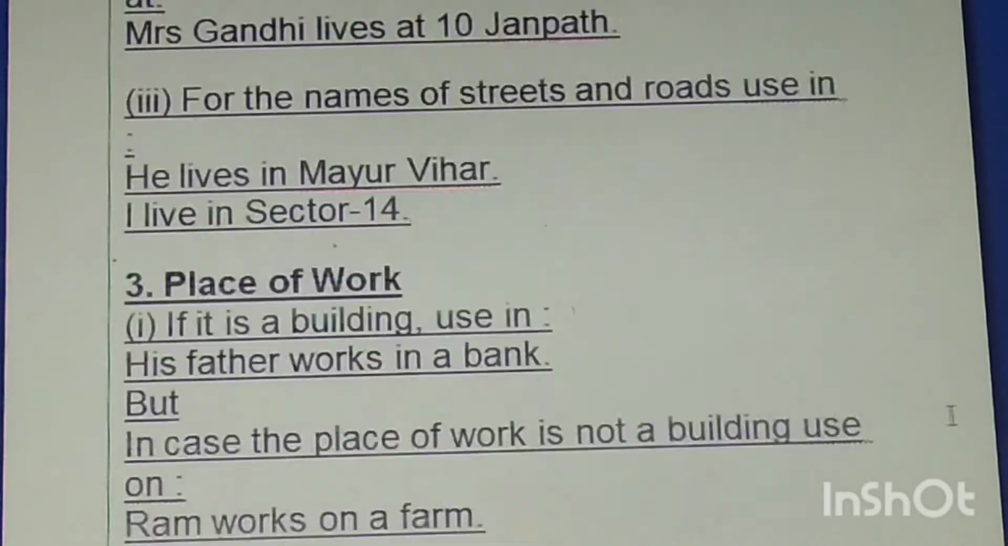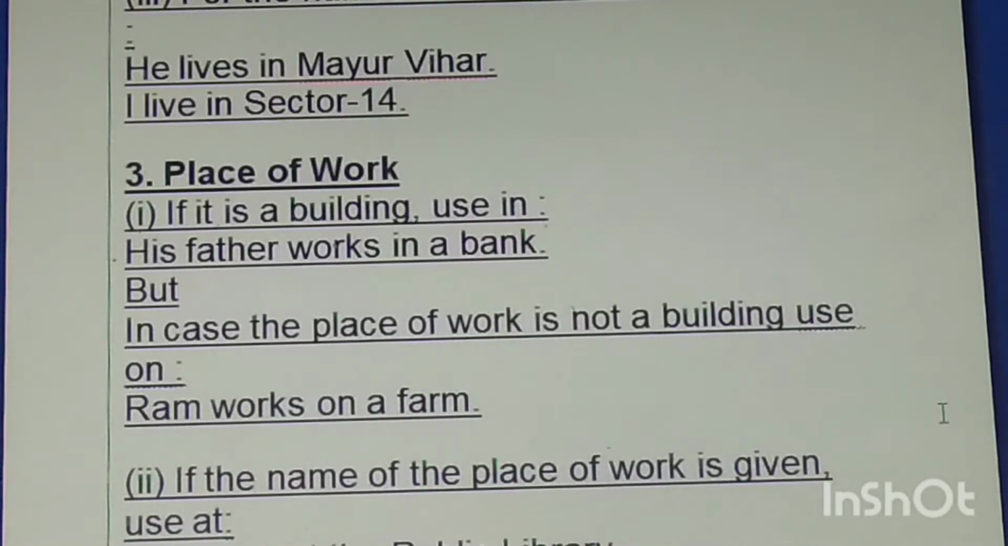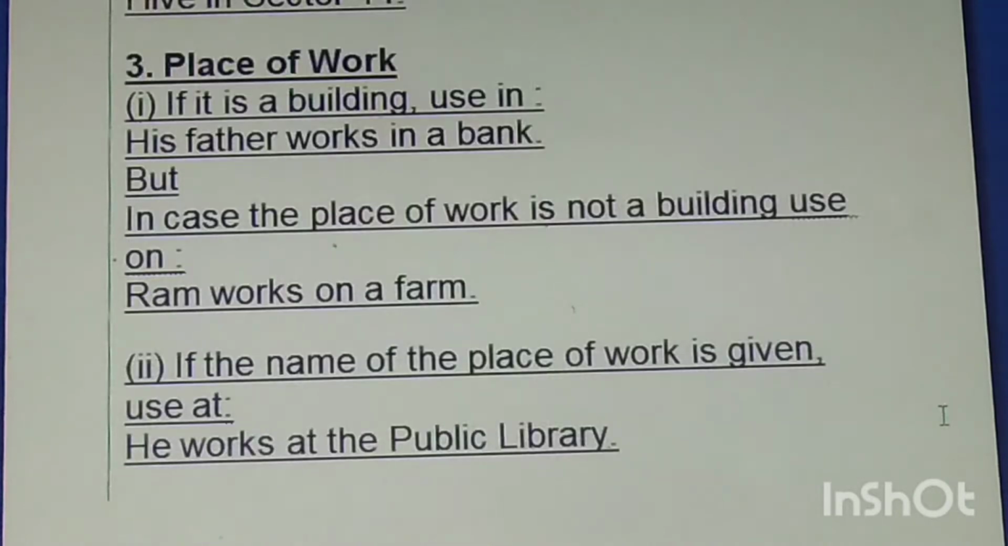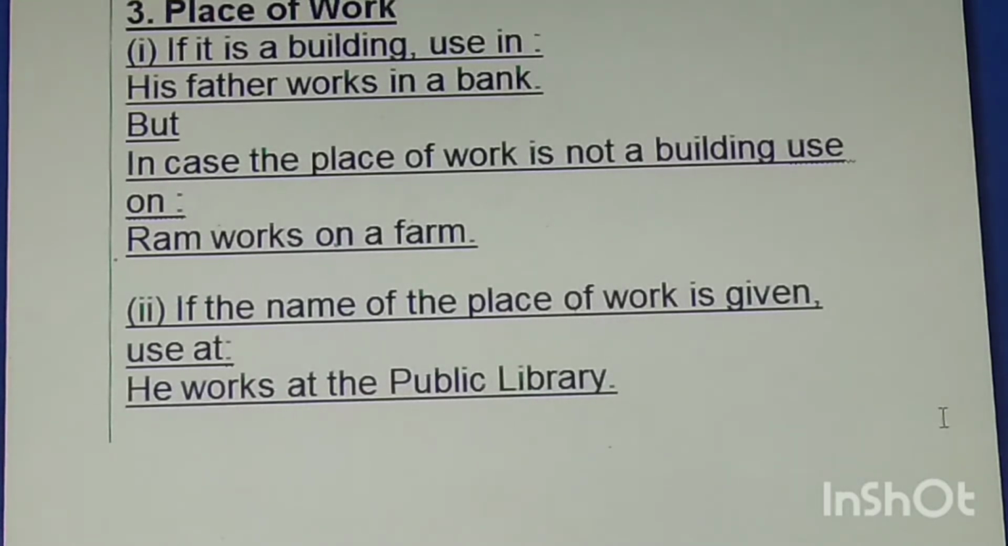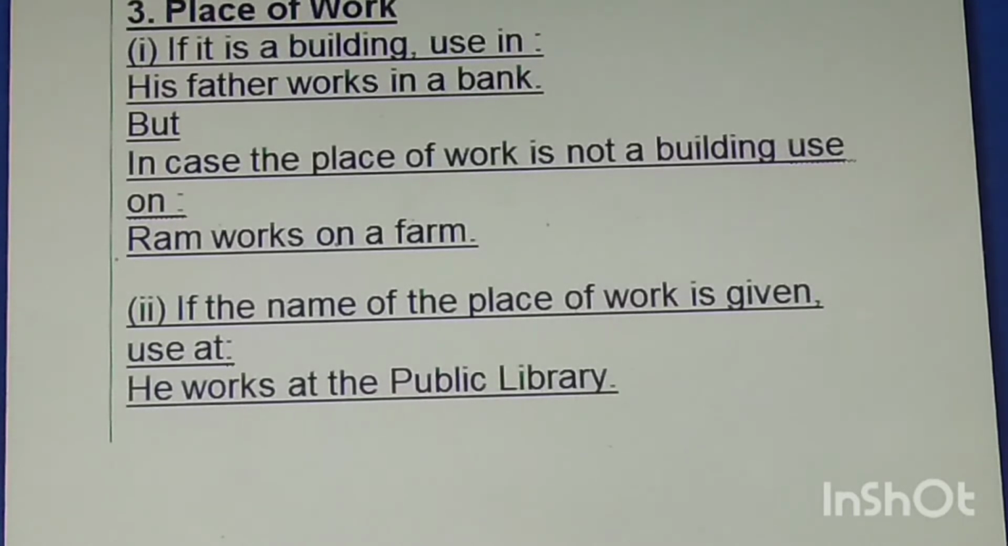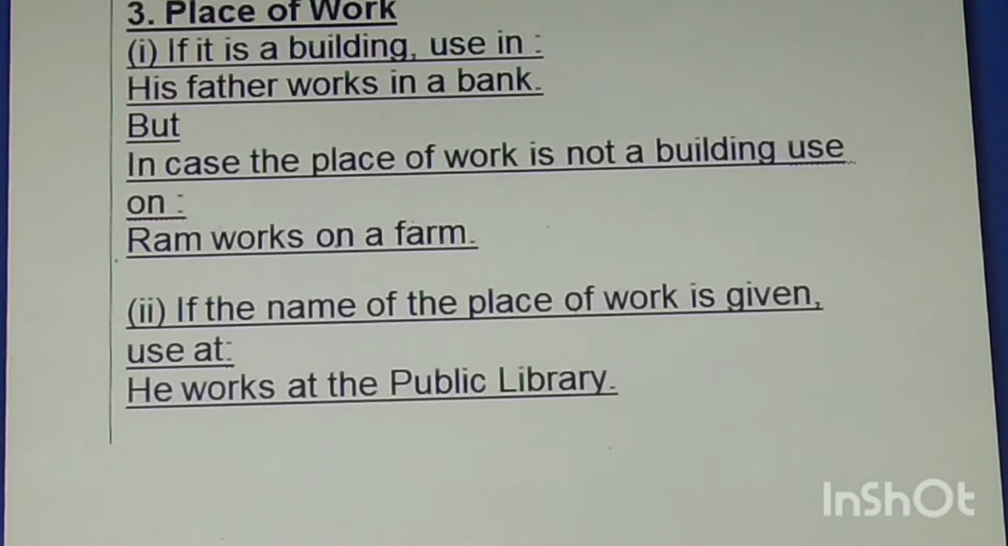Now, place of work. Let's see. Place of work. If it is a building, use in. His father works in a bank. But in case the place of work is not a building, use on. Ram works on a farm. It's not a building. Yes, it's an open area. So, on a farm.